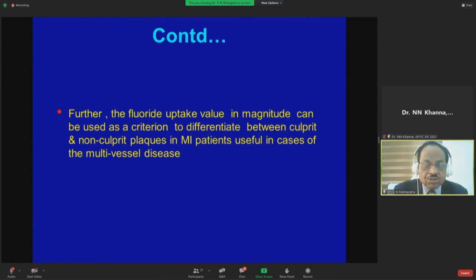Further, what I showed you, the sodium fluoride uptake value in magnitude, can be used as a criterion to differentiate between culprit and non-culprit plaques in MI patients, which is useful in cases of multivessel disease.